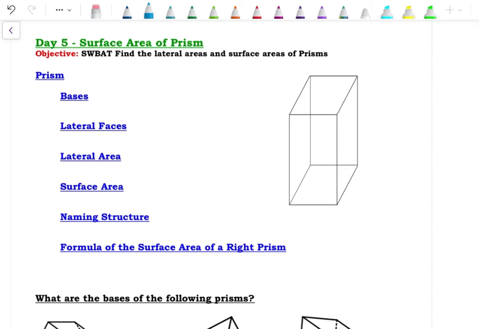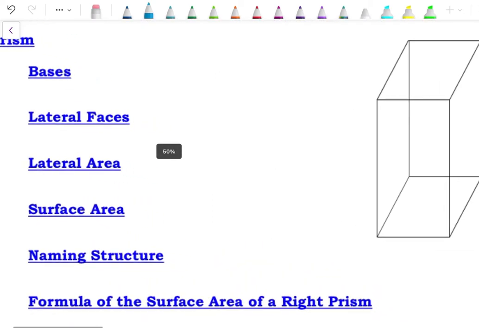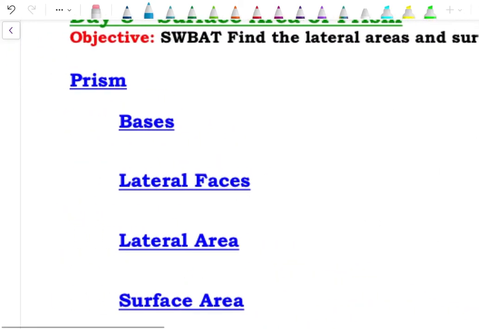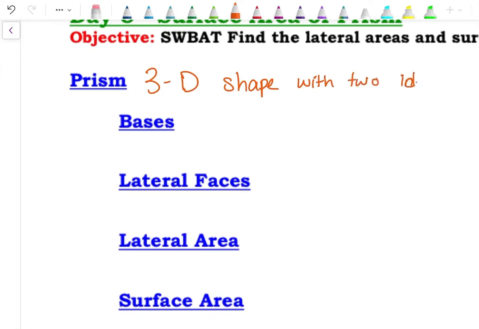Today is the first day of surface area, which we're doing surface area of prisms today. So first off, we've got a prism. A prism is going to be a 3D shape with two identical shapes facing each other.